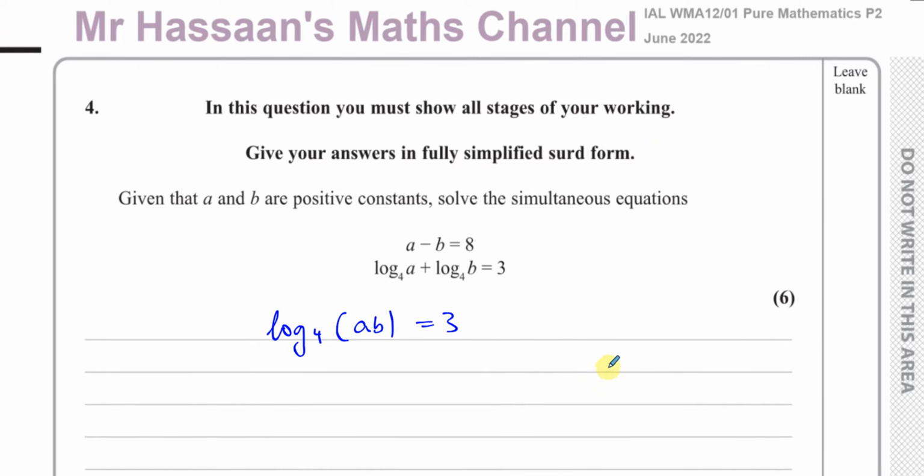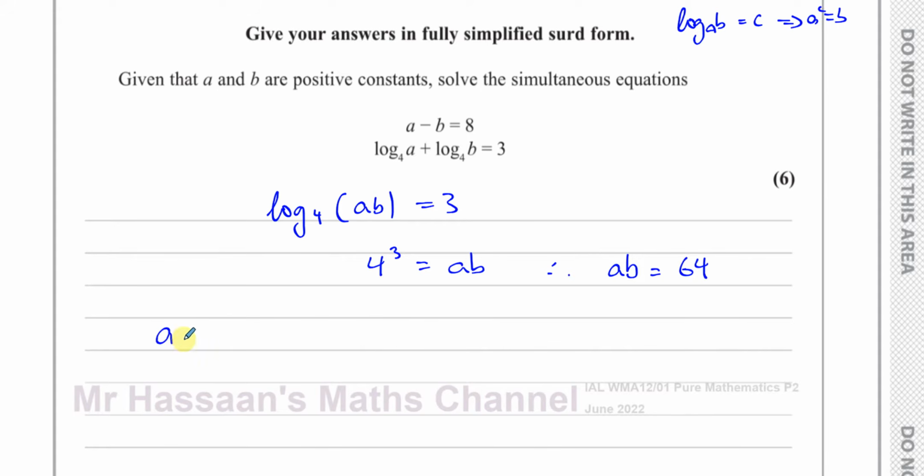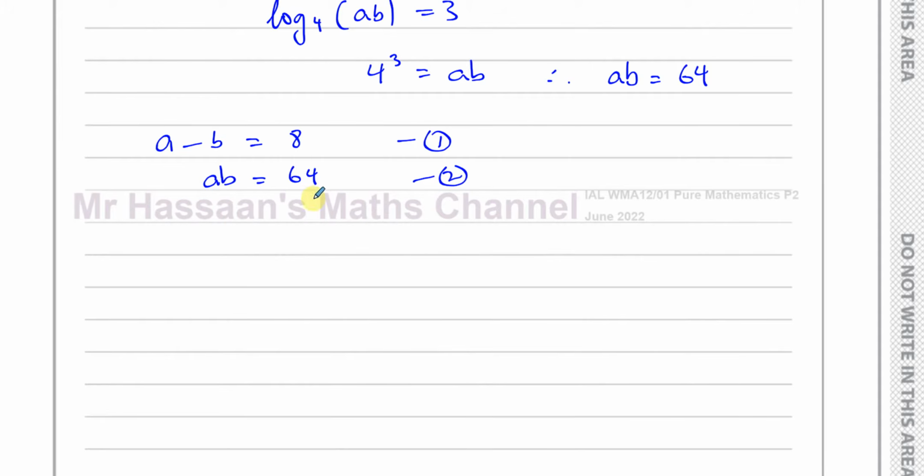All right, that's how we can rewrite this equation, combining these into one logarithm. And then we use the fact that log to the base a of b equals c can be rewritten in index form as a to the power of c equals b, where this is the base, this is the power, and this is the result. So in this case, we have 4 to the power of 3 is equal to ab. Therefore ab is equal to 4 cubed, which is 64. So basically we have these two equations: a minus b equals 8 and a times b equals 64. Equation 1, equation 2.